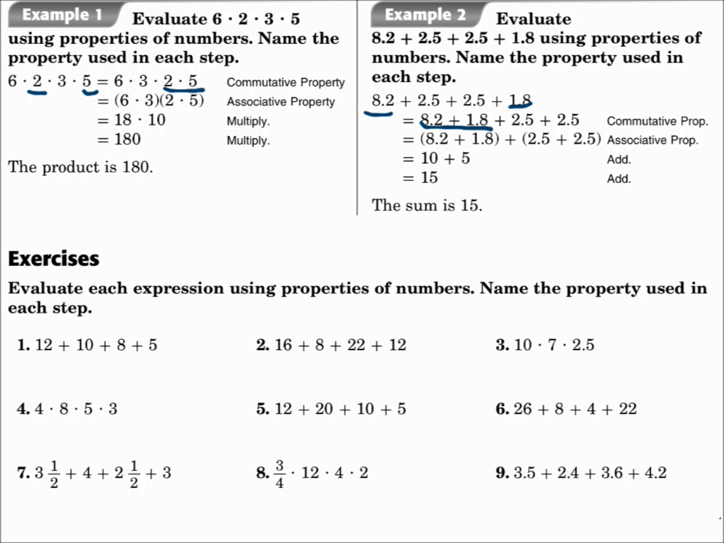8.2 plus 1.8 is 10. That's a lot easier to use. 2.5 plus 2.5 is 5. And that's a lot easier to use. That's the whole reason you would reorder these numbers, is to give you easier numbers to work with.